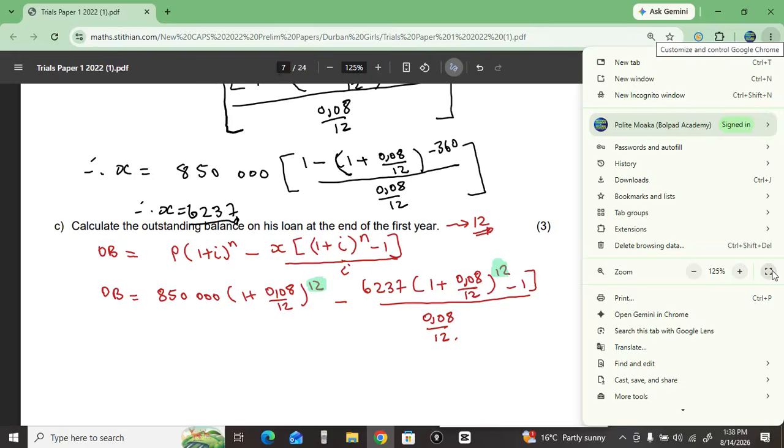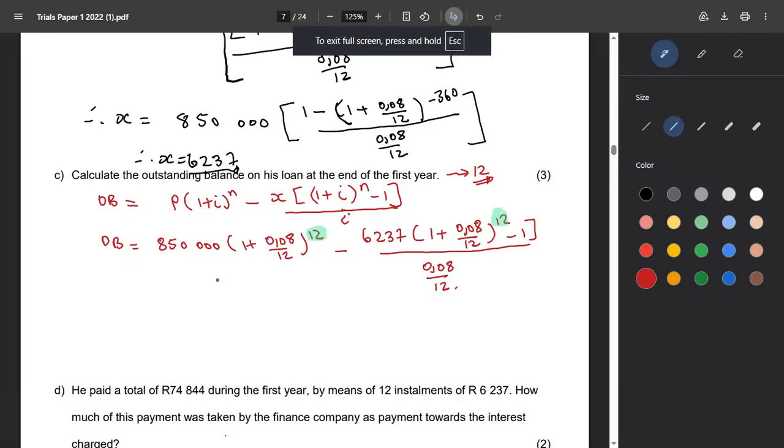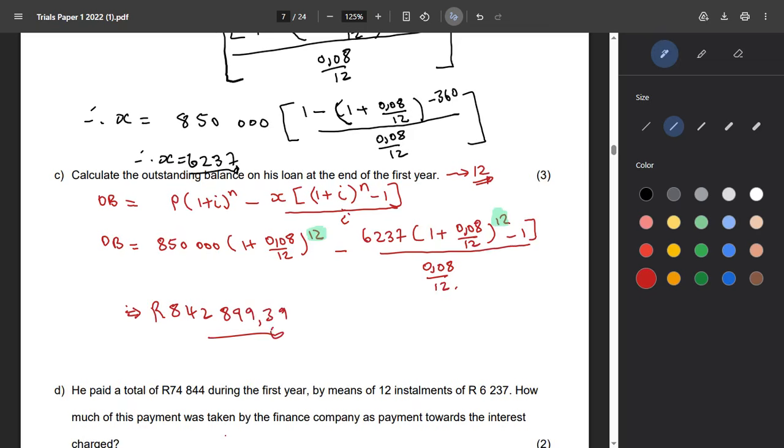So I hope you guys understand that part. Please practice putting it correctly in the brackets. The outstanding balance is 842899.39. So this is your final answer.